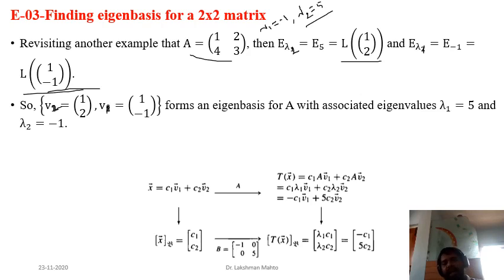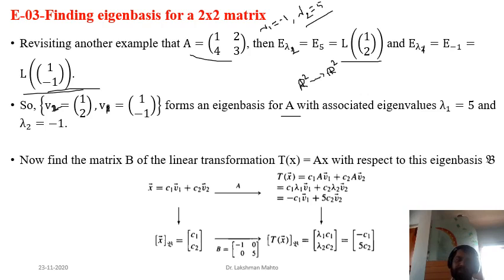So we are having an eigenbasis for this given matrix. Why? Because A is a 2 by 2 matrix, so definitely it will define a linear transformation from R2 to R2. That's where we got an eigenbasis, because of the existence of two eigenvectors for the given matrix. Okay.